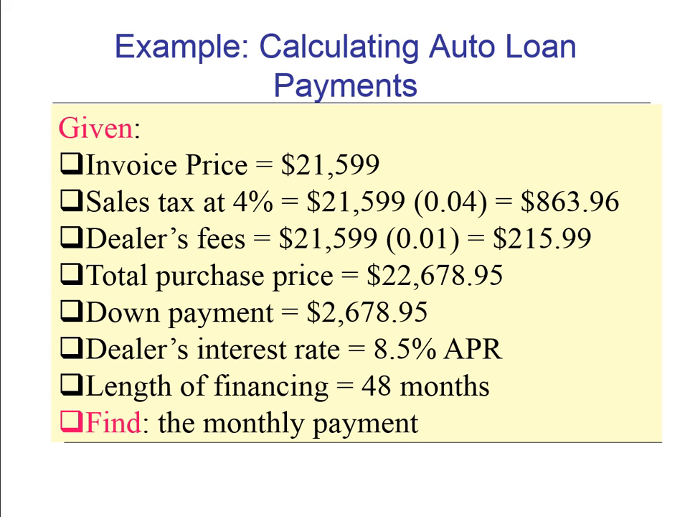You made a down payment of $2,678.95. So you are left with $20,000 to pay the dealer over 48 months with an interest rate of 8.5% APR, or nominal rate. What will be the monthly payment for the car?